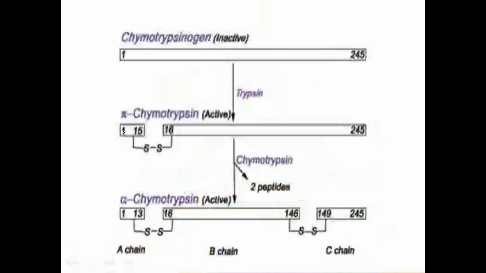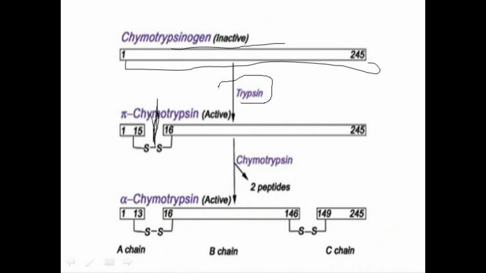Here is the inactive chymotrypsinogen, which contains amino acids in the range of 1 to 245. This is the cleavage site for the activation of chymotrypsinogen, and that is caused by trypsin. Again it is activated by chymotrypsin, producing alpha chymotrypsin, and this is the main active enzyme.